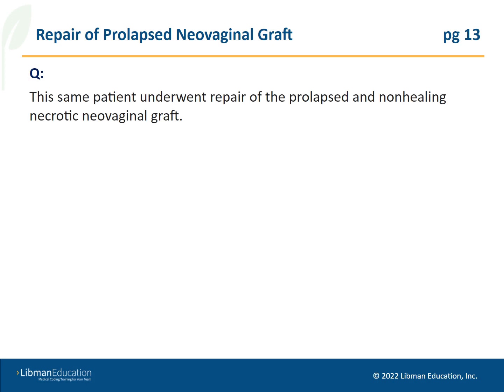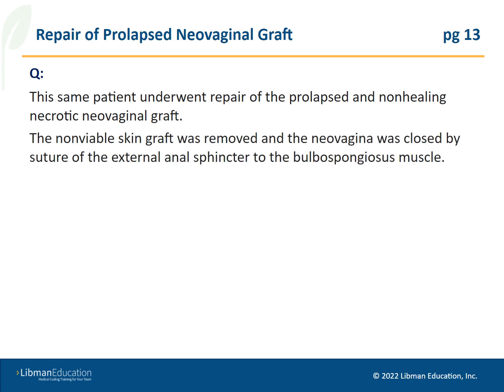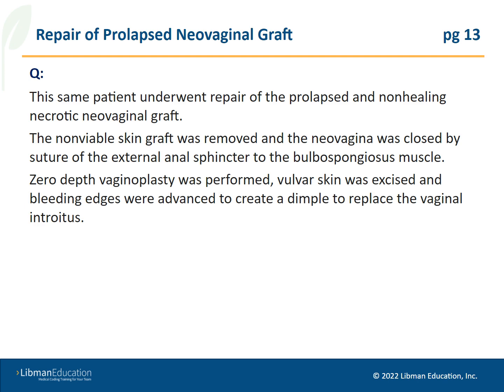This same patient underwent repair of the prolapsed and non-healing necrotic neovaginal graft. The non-viable skin graft was removed and the neovagina was closed by suture of the external anal sphincter to the bulbospongiosus muscle. Zero-depth vaginoplasty was performed, vulvar skin was excised, and bleeding edges were advanced to create a dimple to replace the vaginal introitus. Coding Clinic is asked how to correctly report this procedure in ICD-10-PCS.